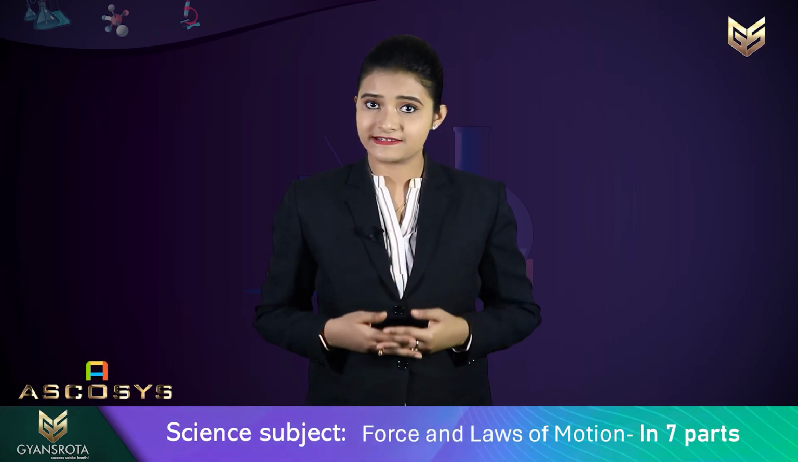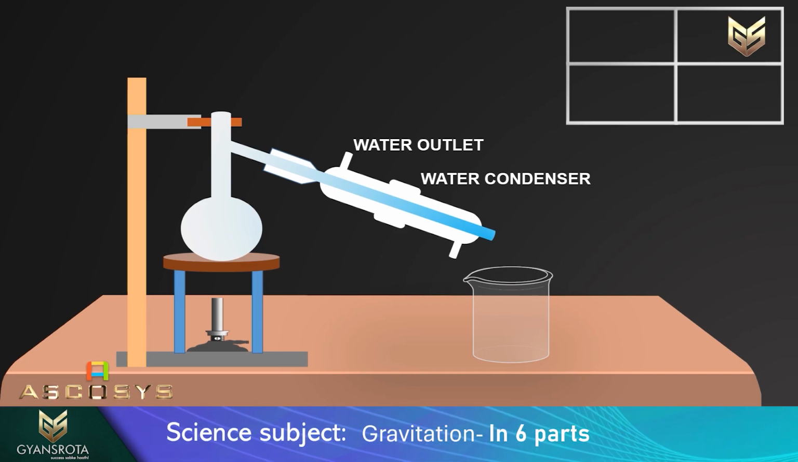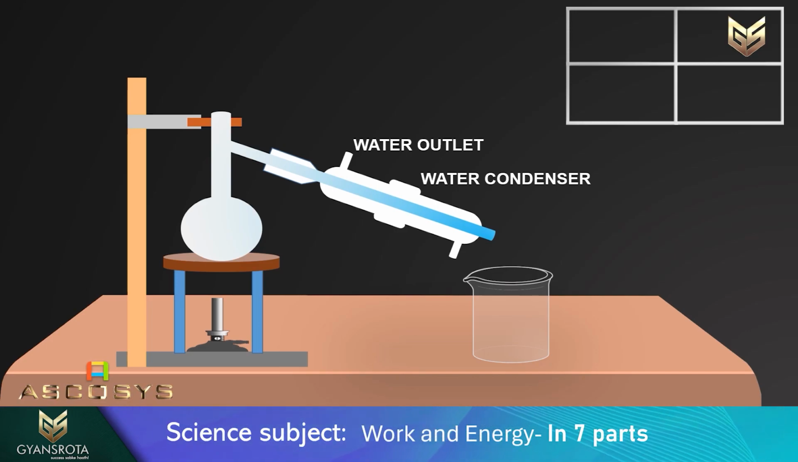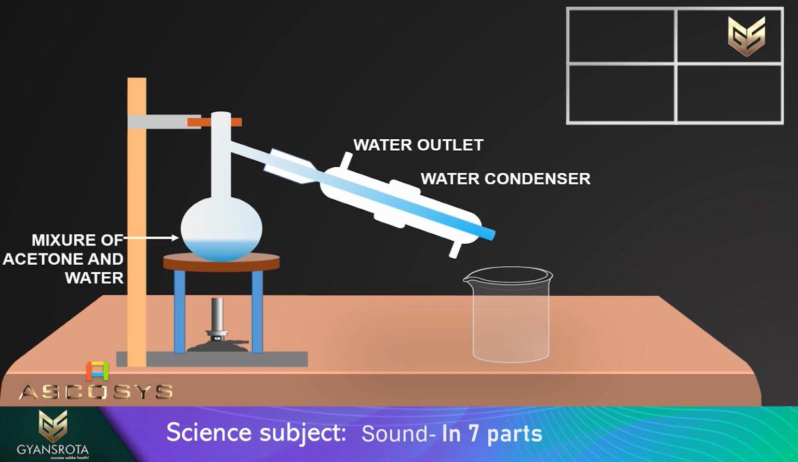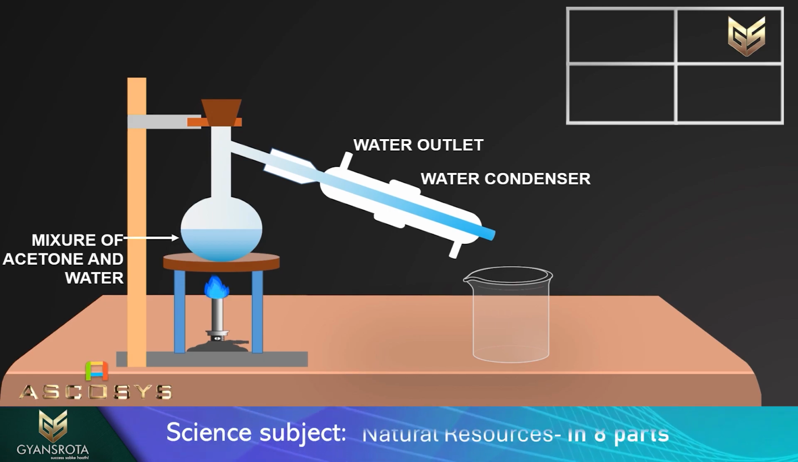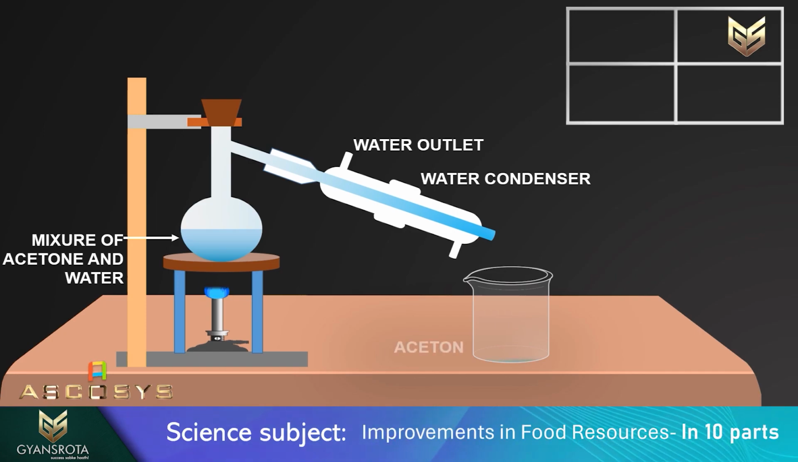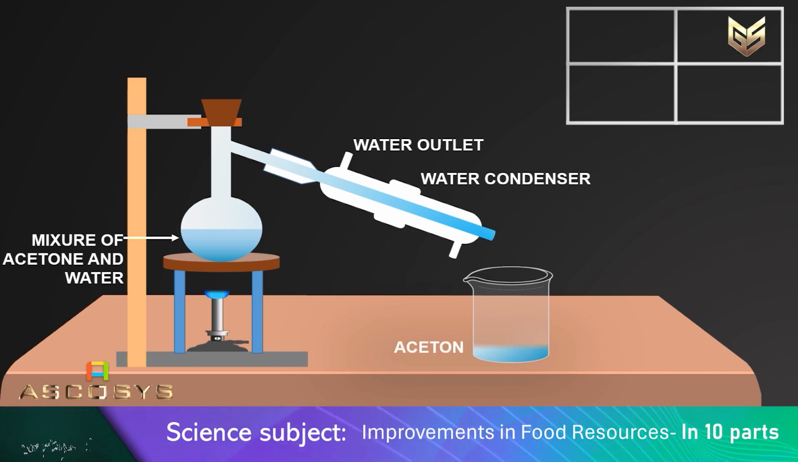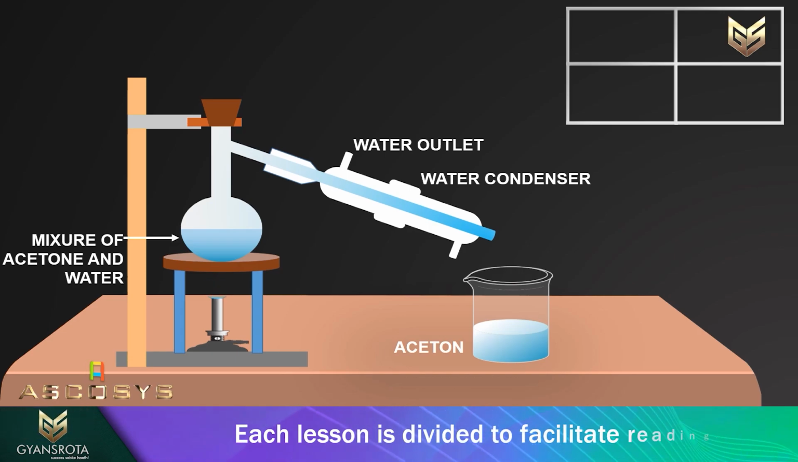Let us do one activity. See the setup, how we have put the water condenser on the distillation flask and we have clamped all of them. Now in the distillation flask we put the mixture of acetone and water and we close the mouth of the flask. Then we heat the flask. We see that the acetone vaporizes and is collected through the water condenser. See, the acetone has been collected into the beaker, but the water remains in the distillation flask.